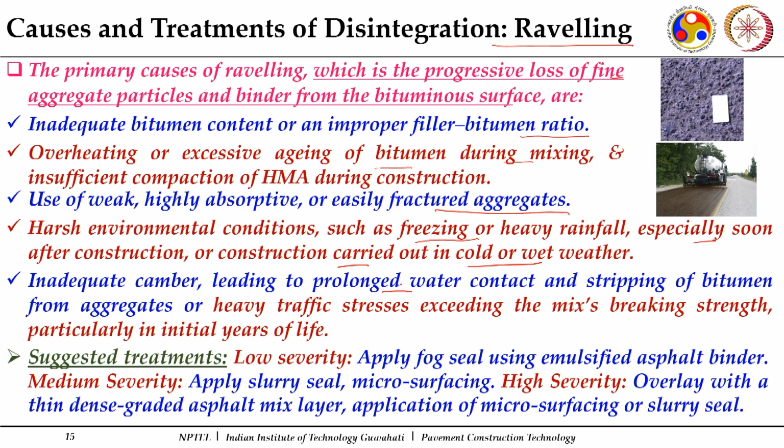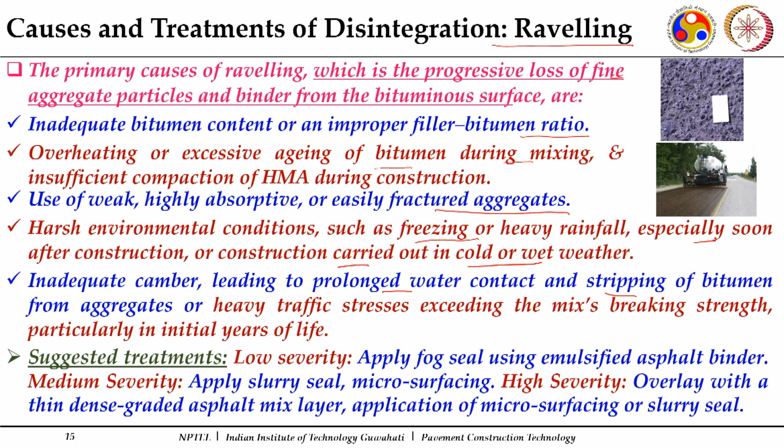Inadequate camber is another concern, because nowadays we construct wider pavements, 6 lane and 8 lane pavements. So, if the camber is not proper, then the water remains for a longer duration over the surface when it moves towards the sides with the help of the camber. With this longer exposure of water, the bituminous mixes can experience stripping from the top, and that may lead to raveling.